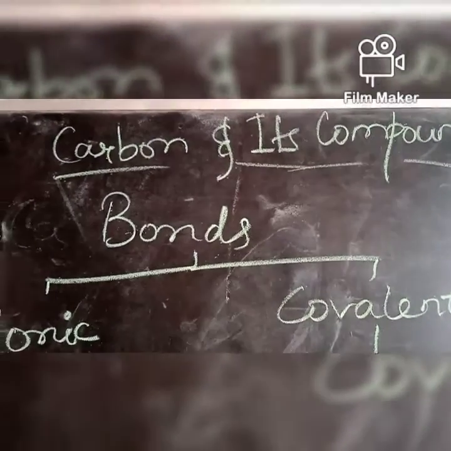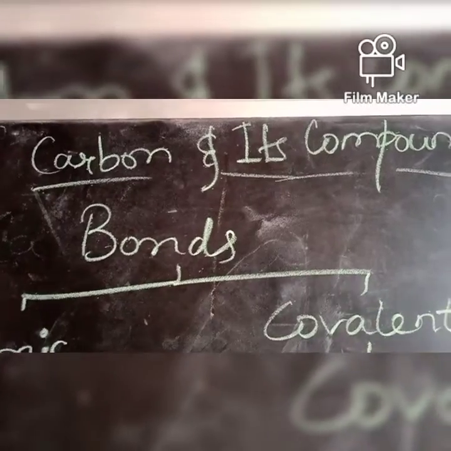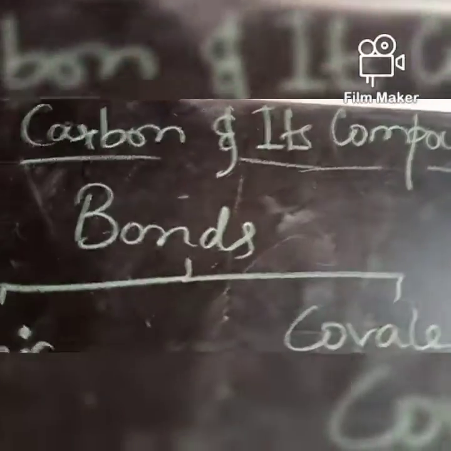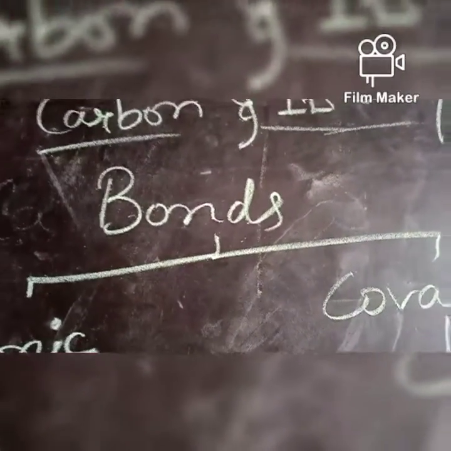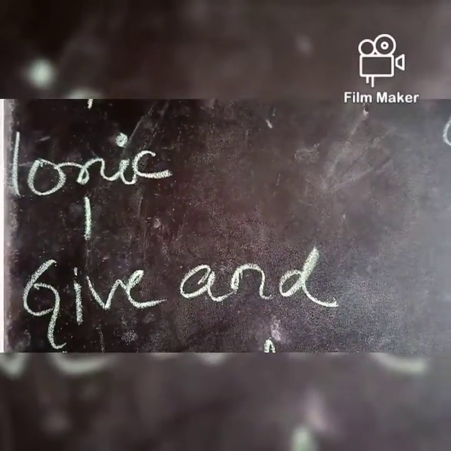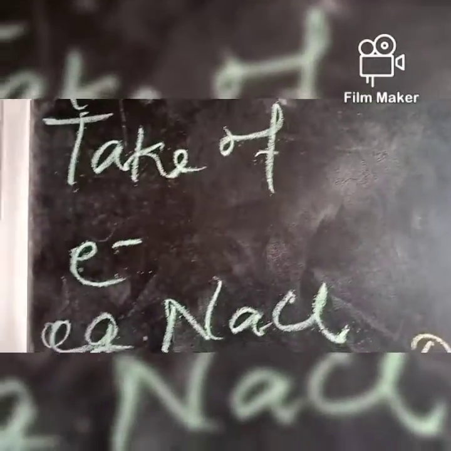Hello everyone. So now it's time to revise the topics that you have already covered. So beginning with carbon and its compounds, the chapter begins with the types of bonds. There are two types of bonds, ionic that we have already studied in the previous chapters, that the compounds that are formed due to the bonds which are formed because of the give and take of electrons.